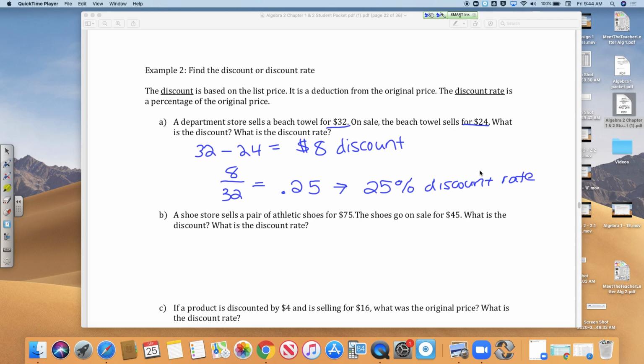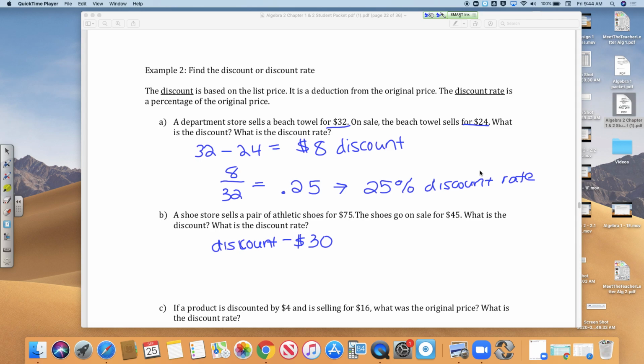Okay, what I want you to do now is pause and try letter B on your own. All right, let's go over letter B. A shoe store sells a pair of athletic shoes for $75, and then it goes on sale for $45. What is the discount? I subtract the two numbers, and the discount is $30.